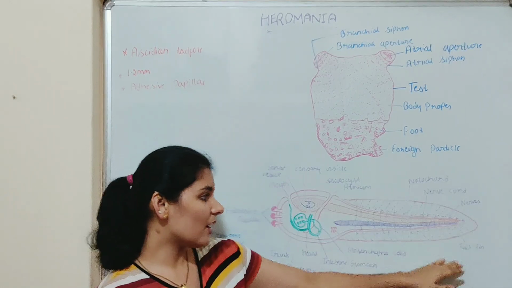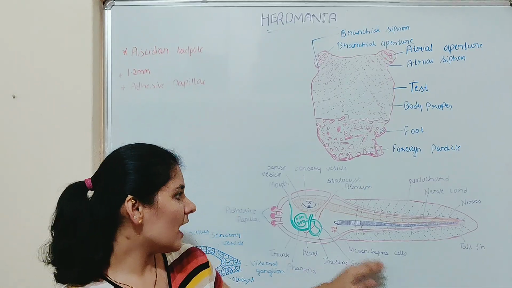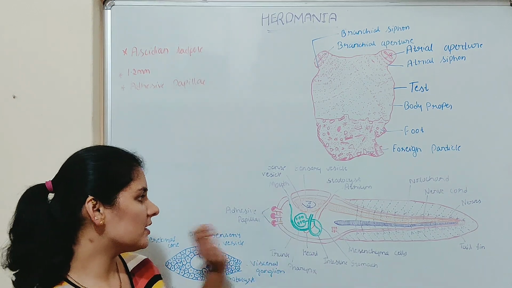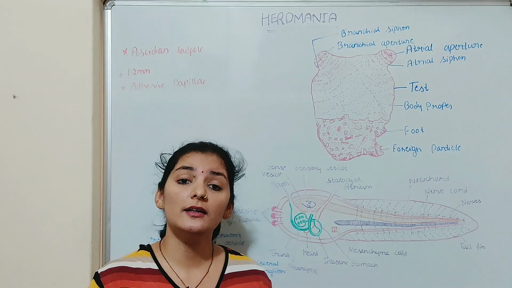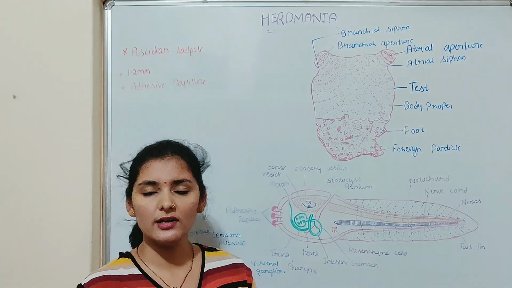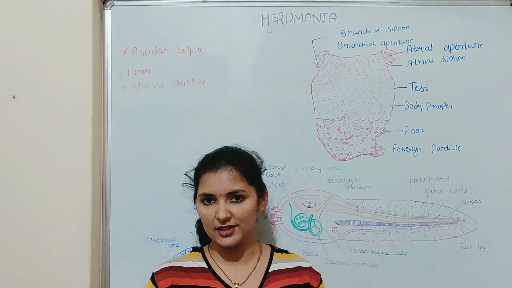So this larva, a non-feeding free-living form, settles down and attaches itself to a suitable substratum with the help of this adhesive papillae, and it undergoes metamorphosis to form an adult Herdmania or Ascidia. So that is all about the structure of the Ascidian tadpole.